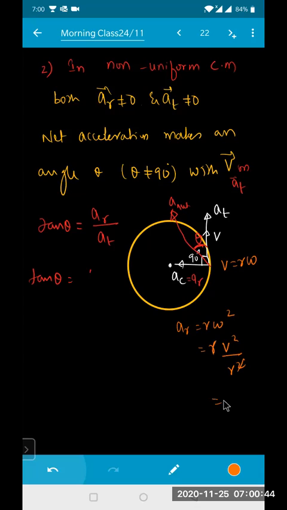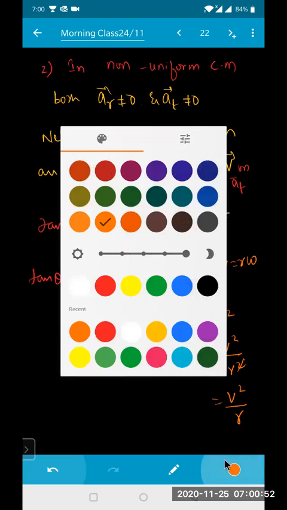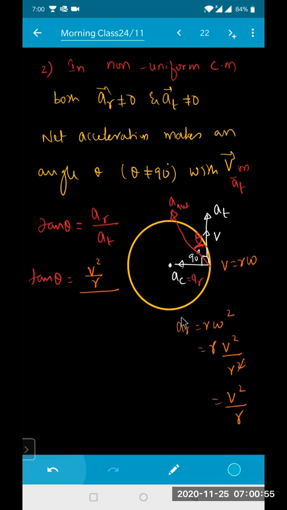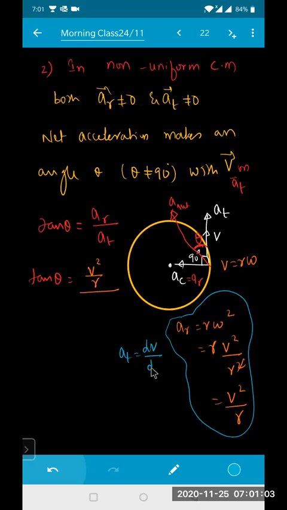This one will get cancelled. So it is V square by R. So radial acceleration is equal to V square divided by R, divided by tangential acceleration. Tangential acceleration is represented by AT. AT is equal to how much? AT is equal to dV by dt.